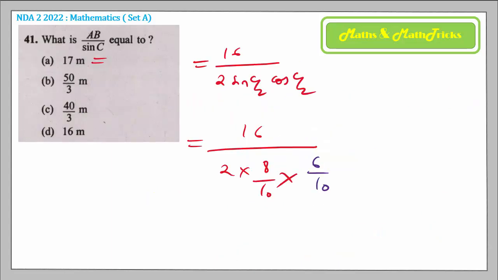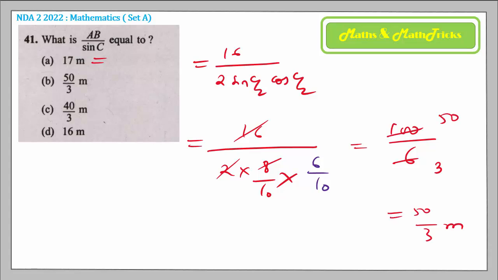6 by 10. If you simplify this now, 2 8s are 16, cancel. You have 10 into 10, 100 by 6, which is 50 by 3 meters. That is the answer, option B for this.